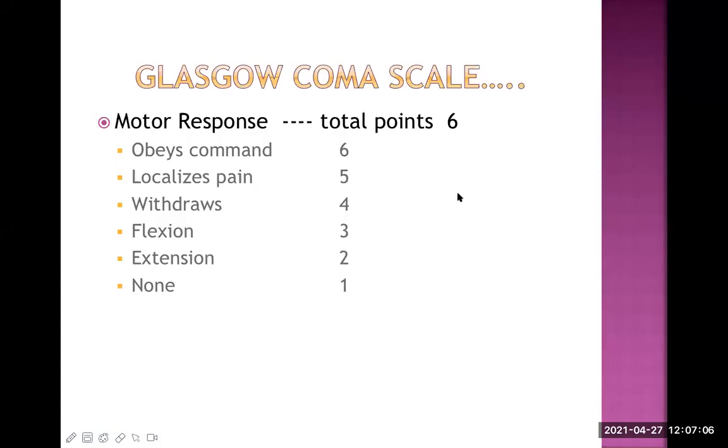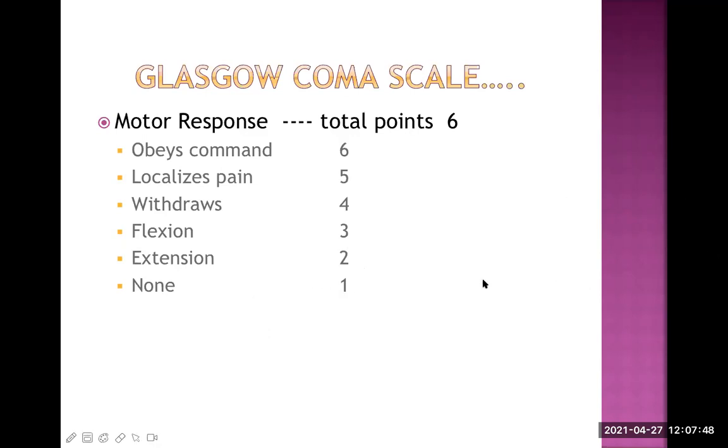Now, I was talking about the Glasgow scale and the motor response. The total points are 6. If the patient obeys commands, it is 6. If the patient localizes pain, it is 5. If the patient withdraws from the stimuli, it is 4. If the patient shows flexion in response to the stimuli, 3. If there is overall extension of the body, 2. This flexion and extension are compared with decorticate and decerebrate rigidity. Decerebrate rigidity is always considered more serious than decorticate rigidity, and no response at all is 1.